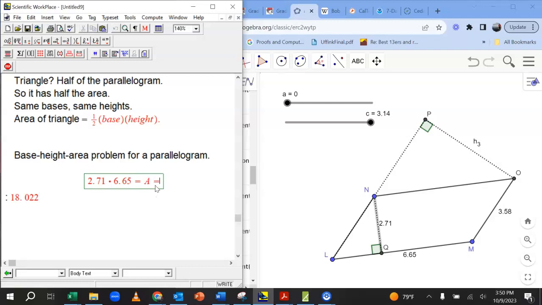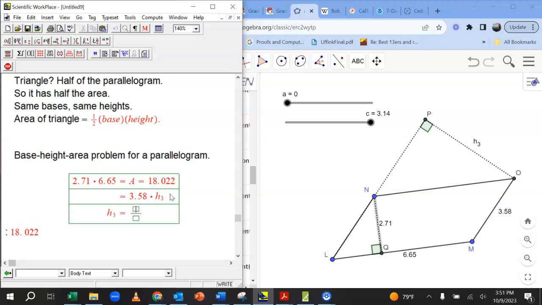And therefore, that should also equal 3.58 times this mystery height, which it wanted to label as H3 here, okay? And so we can easily solve that. H, well, not a superscript, not H cubed, is going to be 18.022 over 3.58. So this is already something kind of interesting. We get just over 5.